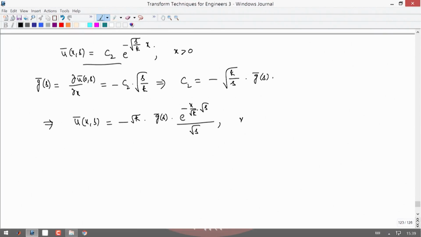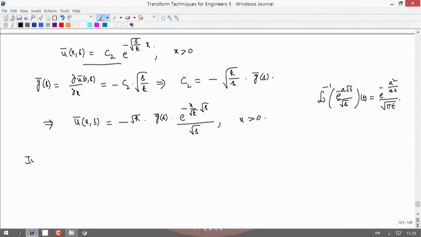So this is what you have for x positive. Now you get the inversion. Inversion will give you, now you are going to use the Laplace inversion of e power minus a root s by root s. As a function of t, if you recall, this is e power minus a square by 4t by root pi t. So this is what you have to use.